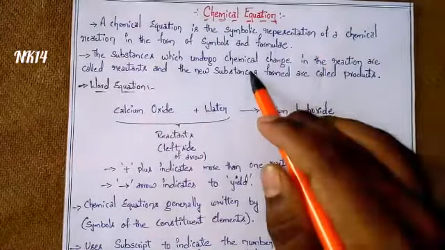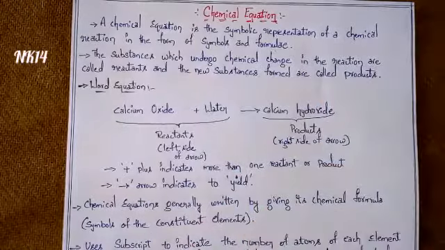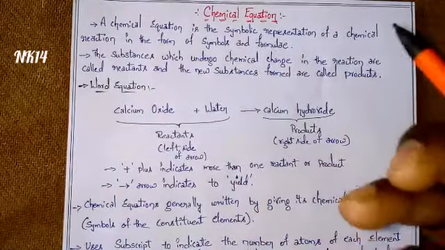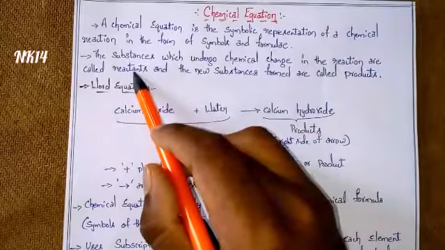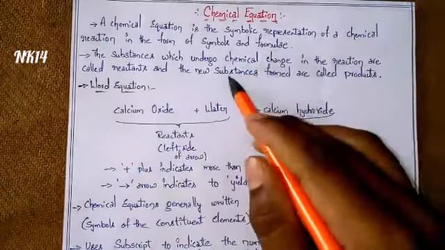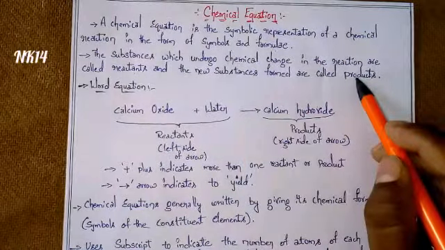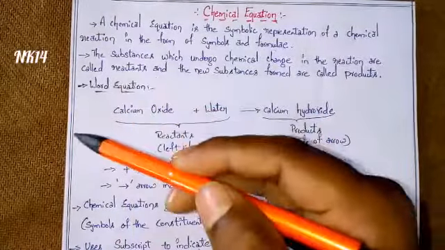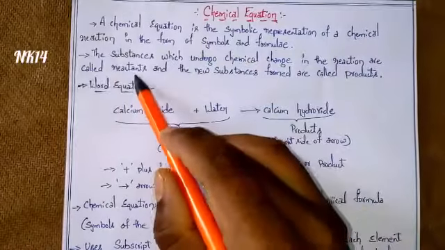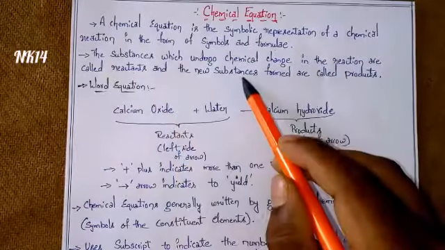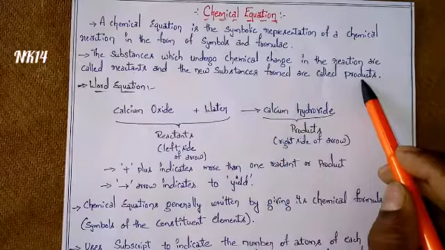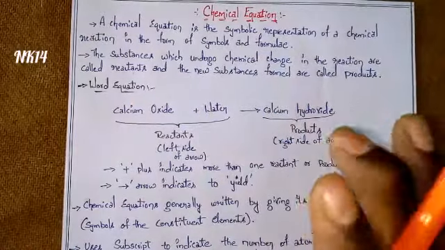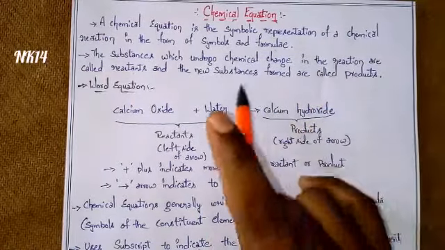And the second point says that the substances which undergo chemical change in the reaction are called the reactants, and whatever new substance is formed is called the product. So here we have to remember one point: the substance which is going to react is the reactant, and the substance which is formed after the reaction is called the product. Reactants and products, these are the 2 main points in our chemical reaction.